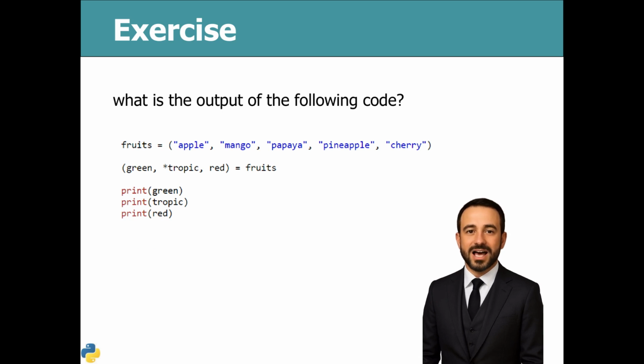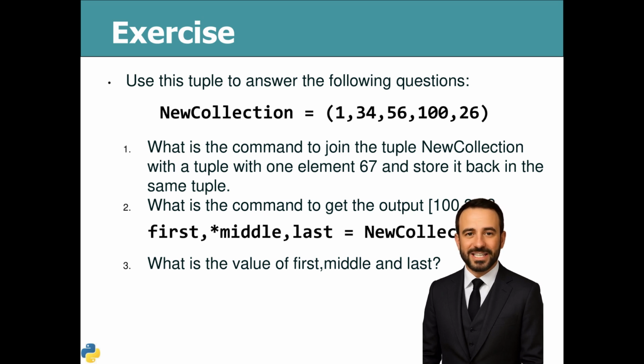Consider fruits = (apple, banana, cherry, strawberry, raspberry). Unpacking as green, *tropic, red = fruits: green would be apple, tropic would be banana, cherry, strawberry, and red would be raspberry. To add 67 to new_collection = (1, 34, 56, 126), convert to a list, append 67, then convert back to a tuple. To get 134, using unpacking, strategically assign variables and use the asterisk operator.